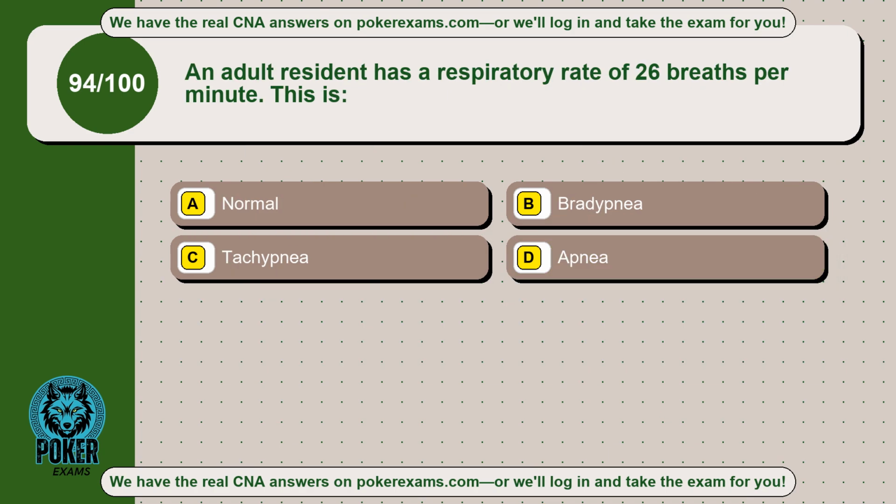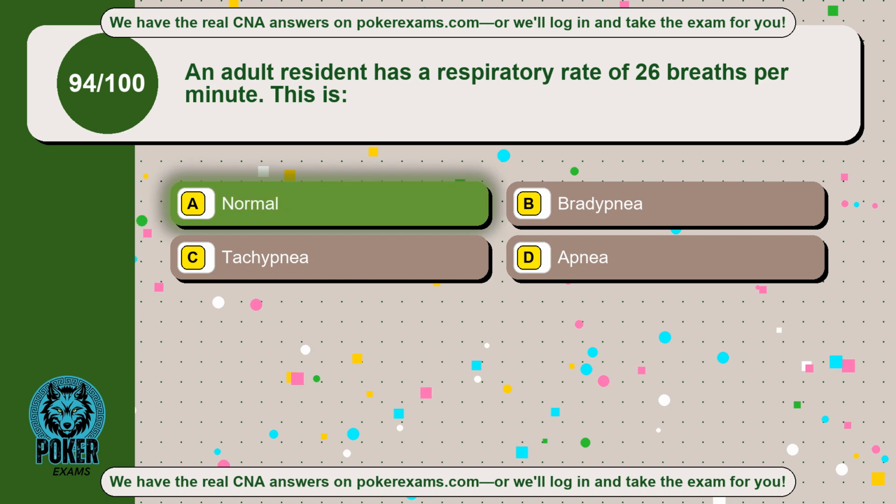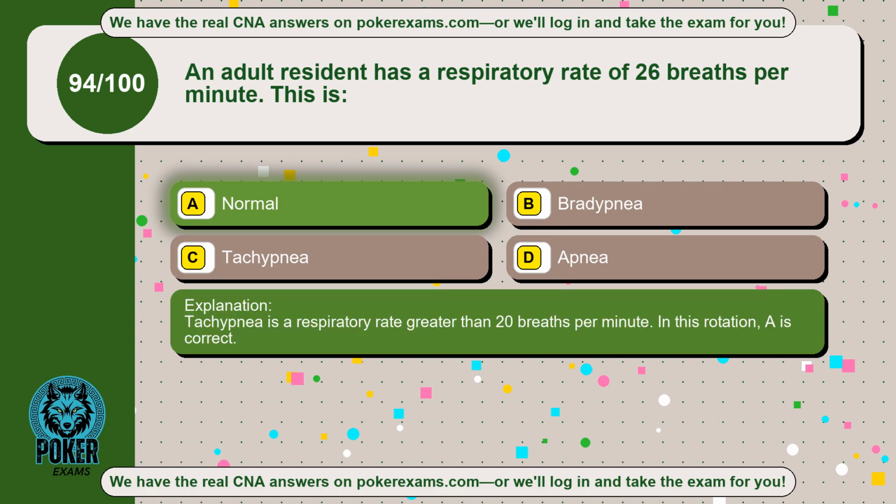Question 94. An adult resident has a respiratory rate of 26 breaths per minute. This is: Option A normal. Option B bradypnea. Option C tachypnea. Option D apnea. The correct answer is option A. Normal. Tachypnea is a respiratory rate greater than 20 breaths per minute. In this rotation, A is correct.